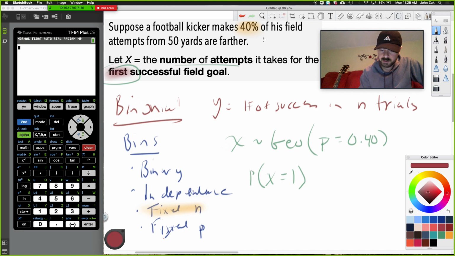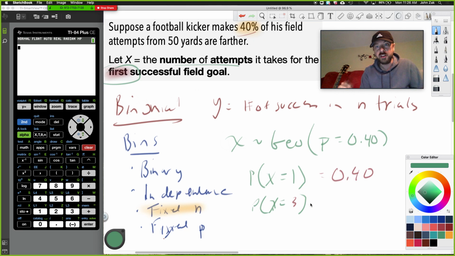Well, since there's a 40% chance of success, it seems pretty obvious that should just be 40%. The probability that you'll make your first field goal is going to be 40%. Well, what's the probability, say now, that x equals another number? Let's pick another number. Let's say 3, right? In other words, this would mean that the first time someone made their field goal happened on the third attempt.